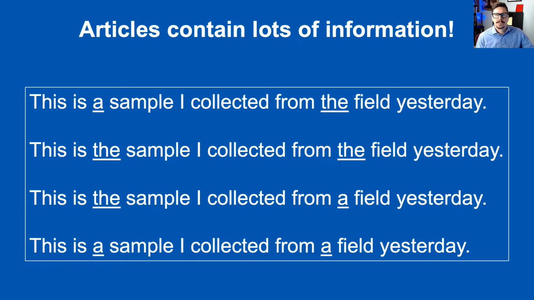Let's compare that to the second sentence. This is the sample I collected from the field yesterday. So the information about the field is the same as in the first sentence, but the information about the sample is different. Now I know you only collected one sample yesterday. The third sentence. This is the sample I collected from a field yesterday. So that's telling me that you only collected one sample yesterday, but you went to more than one field.